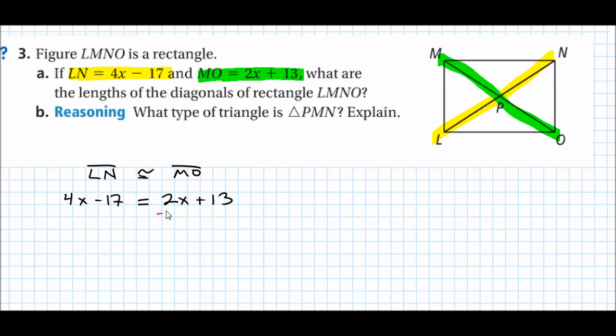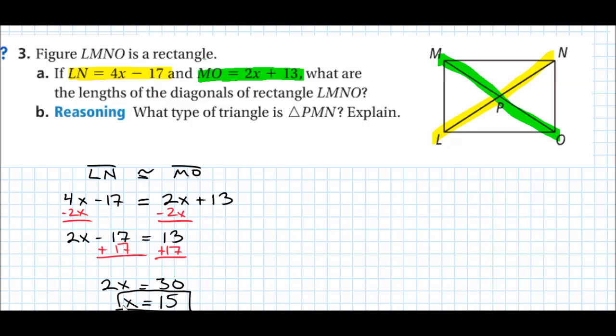Again, I'm going to subtract 2x on each side. We're going to get 2x minus 17 equals 13. We're going to add 17 to each side, so we get 2x by itself on the left hand side. 2x equals 30, since 13 plus 17 is 30. So divide each side by 2. x equals 15.